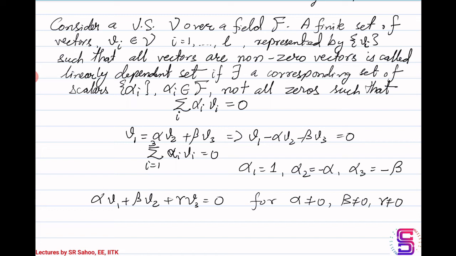this essentially would mean that I can write v1 is equal to minus alpha inverse beta v2 minus alpha inverse gamma v3, which are nothing but some scalars beta dash and gamma dash. Minus alpha inverse beta is beta dash and minus alpha inverse gamma is gamma dash, which essentially means v1 can be expressed in terms of v2 and v3.